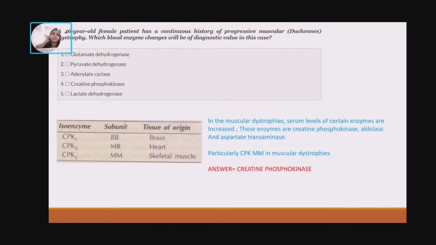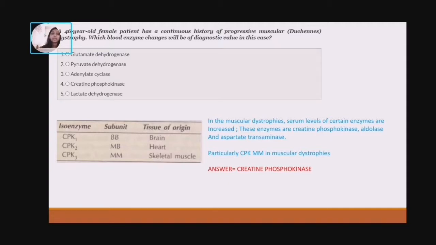Okay, now the next question. A 46-year-old female has history of muscular dystrophy. Which enzyme changes are diagnostic? Again I am repeating, enzymes and vitamins are very important topics in biochemistry, Krok. So again the case is of a muscular dystrophy. Just like in myocardial infarction, in muscular dystrophy also a group of enzymes are increased. These enzymes are actually creatine phosphokinase, aldolase and aspartate transaminase. Particularly, the first enzyme you can see is creatine phosphokinase.